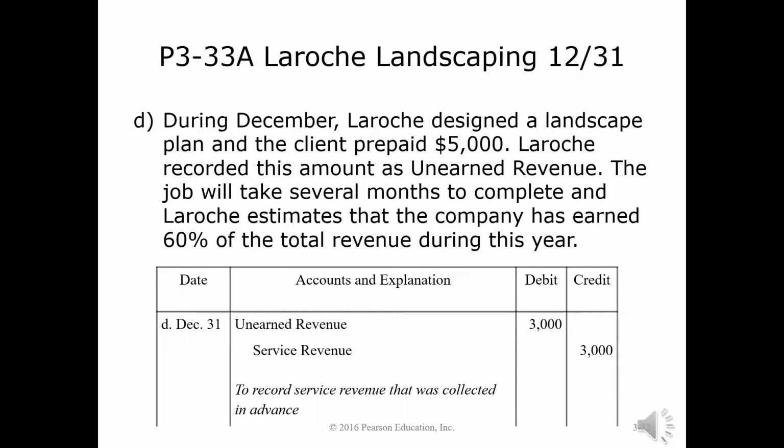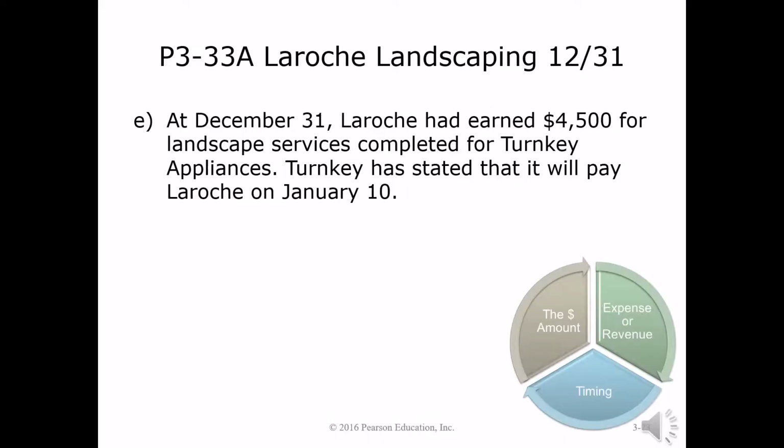At December 31, Wksht had earned $4,500 for landscape services completed for Turnkey Appliances. Turnkey has stated that it will pay Wksht on January 10. Is this an expense or a revenue adjusting journal entry?